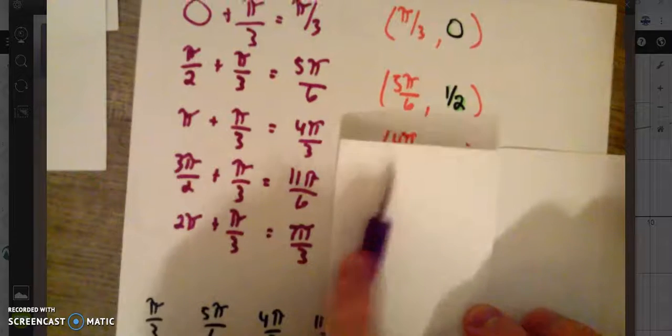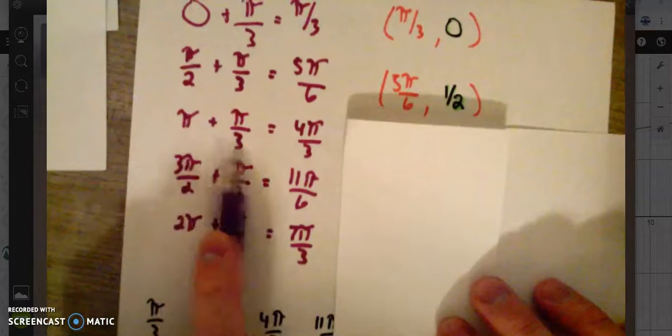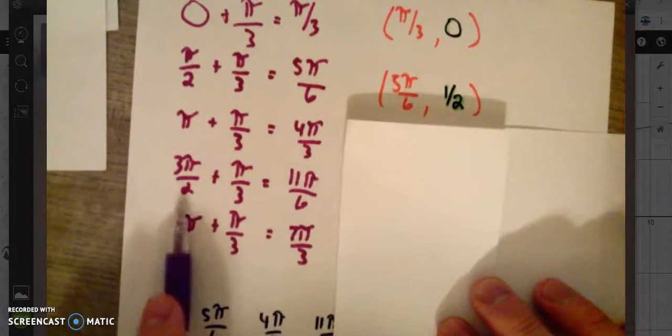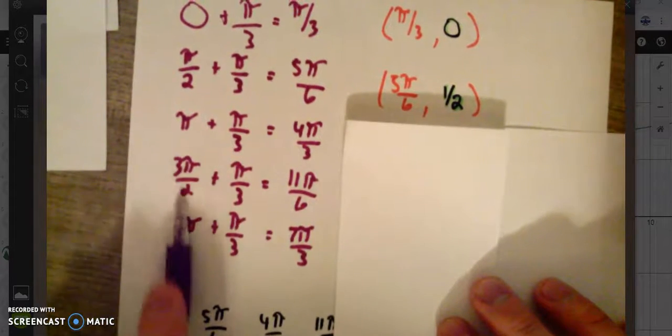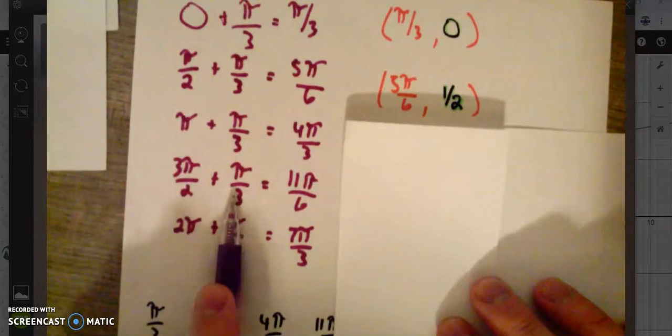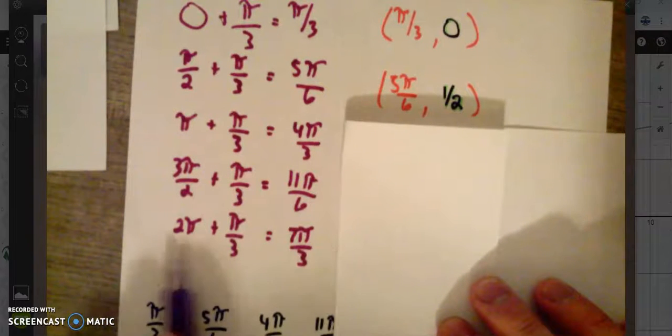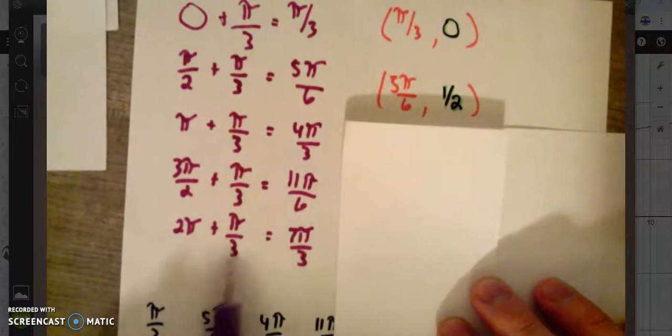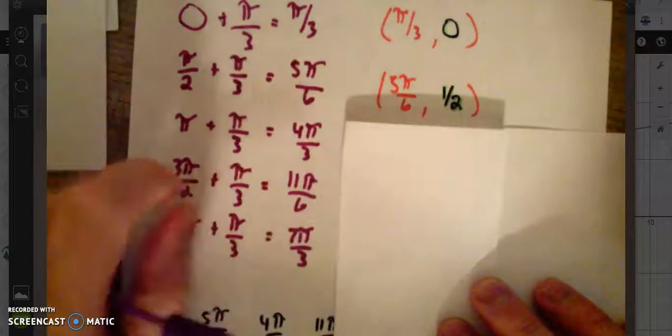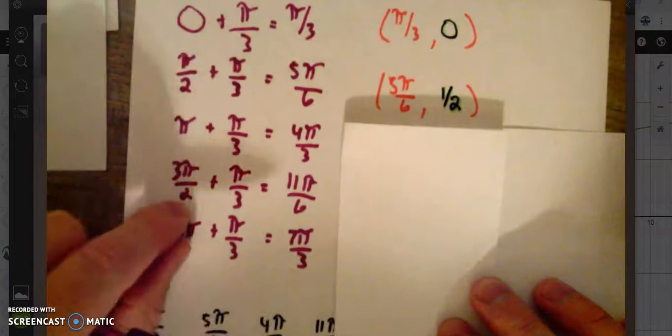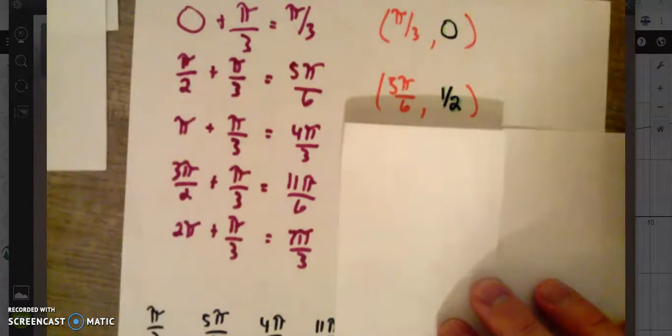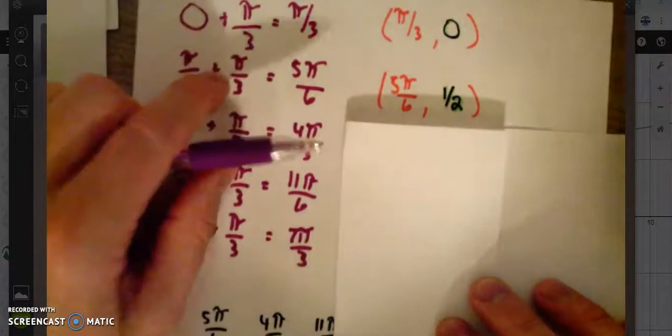Okay, the rest of them follow very similar. 3 pi over 3 plus 1 pi over 3. This one would be 9 pi over 6 plus 2 pi over 6, 11 pi over 6. This one would be 6 pi over 3 plus 1 pi over 3, 7 pi over 3. Again, we seek to find patterns with this stuff, but we would get then 0.